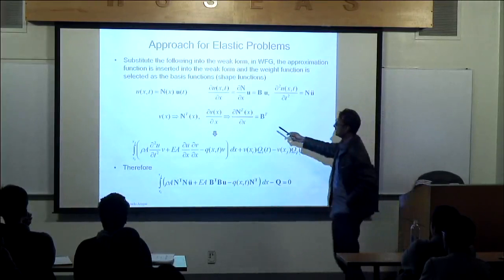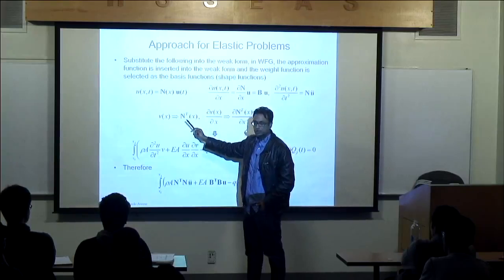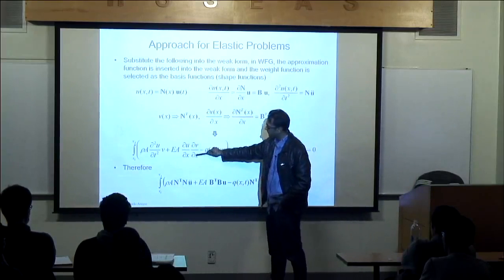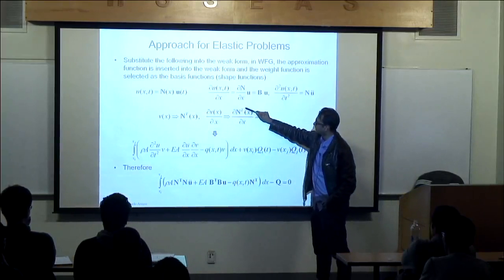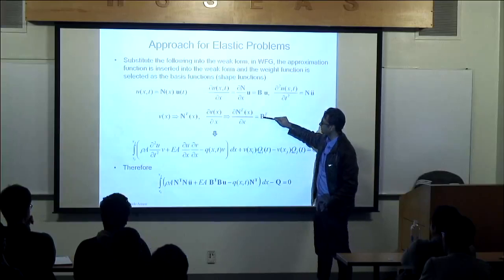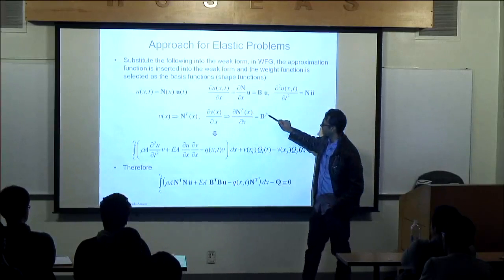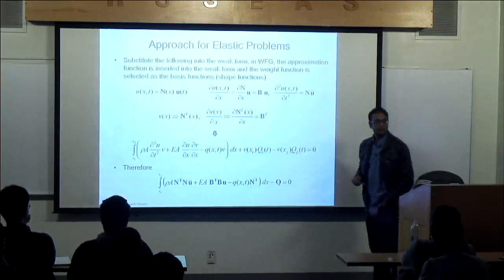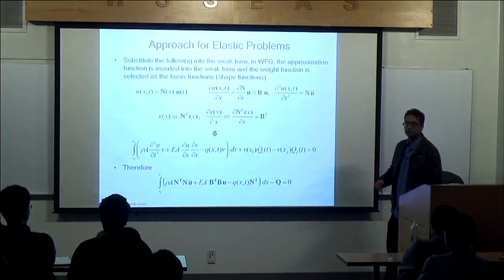Then for v, I'll substitute N transpose, and I've shown you many times why that is the case. I also have to calculate the derivative of v with respect to x. For that, the derivative of N transpose with respect to x gives me B transpose. So anytime I see the derivative of v with respect to x, I'll make it B transpose. Anytime I see v, I'll make it N transpose. It's getting repetitive, but that repetition is what makes you a champion.